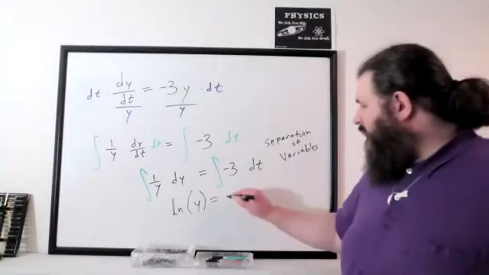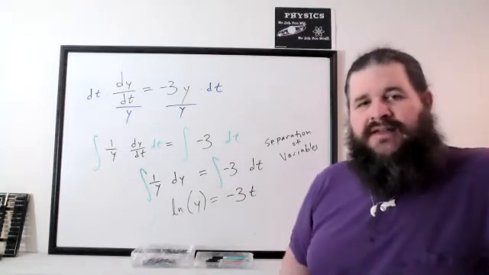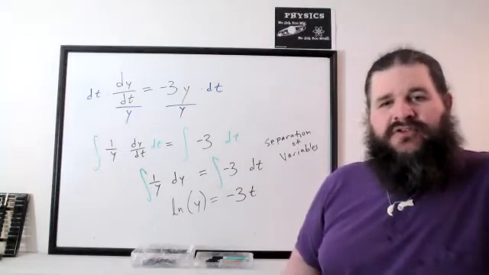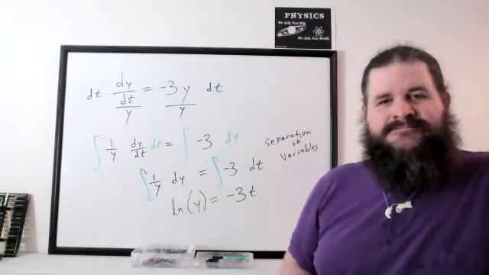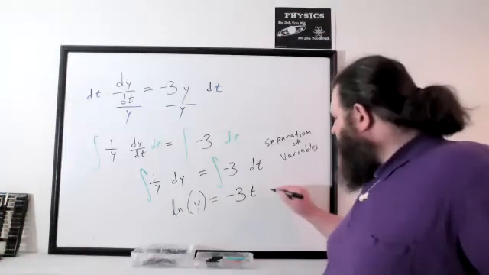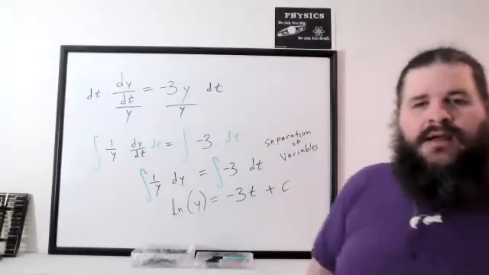Yeah, -3t. Also, we're not really looking for just one solution. Ideally, we want to find all possible solutions. So what else should we include here? A constant? Yeah, we should include that constant of integration, just plus some constant, usually c.